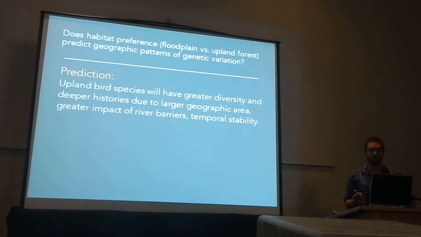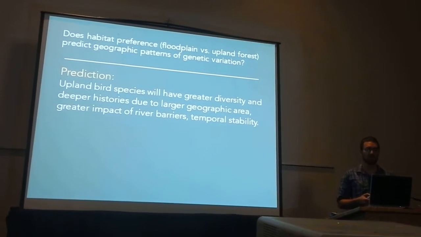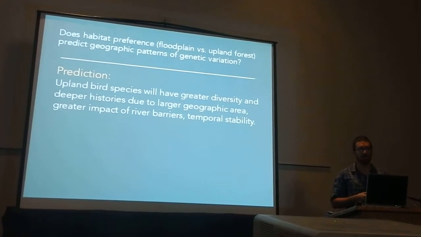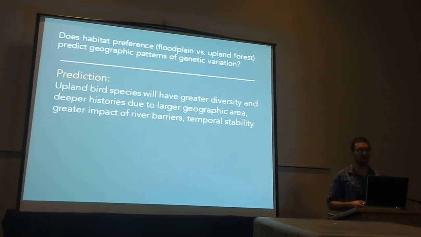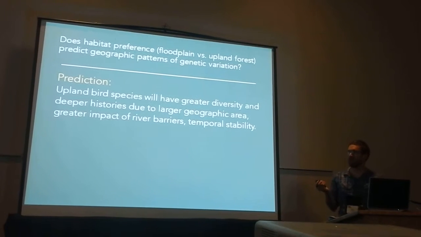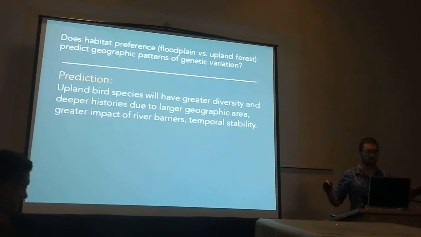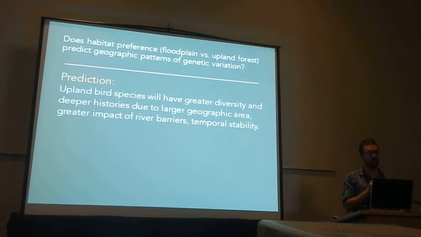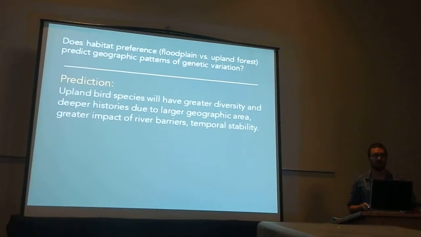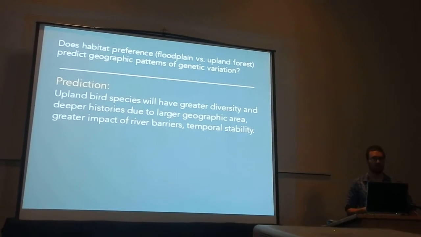And we might predict that upland bird species will have greater genetic diversity and deeper evolutionary history. And this could be due to various factors. Potentially the larger geographic area of upland forest, as you saw in the satellite image, could produce larger population sizes and greater genetic diversity. River barriers might have a greater impact on upland species because they are set back from the river away from the floodplains, whereas floodplain forest species occur right up to the river margins. Also, the upland forest may be more stable on certain temporal timescales. It's not subject to the dramatic water level changes that floodplain forest is.